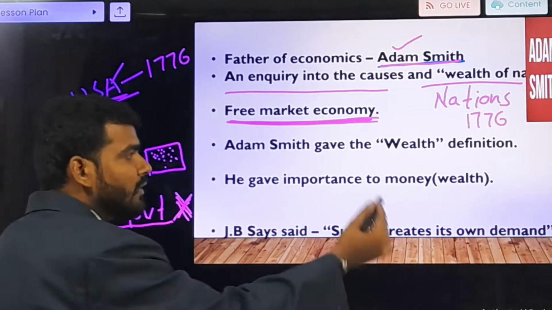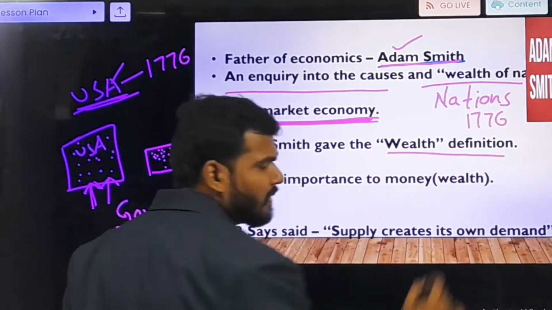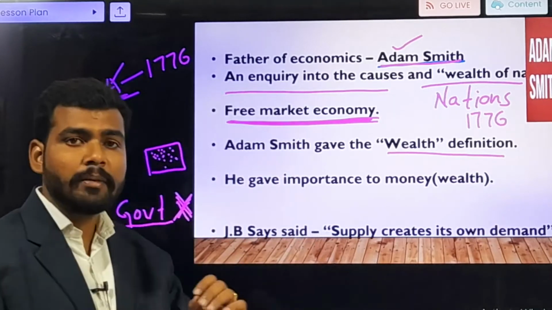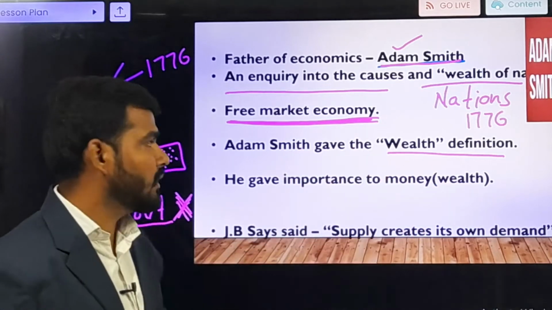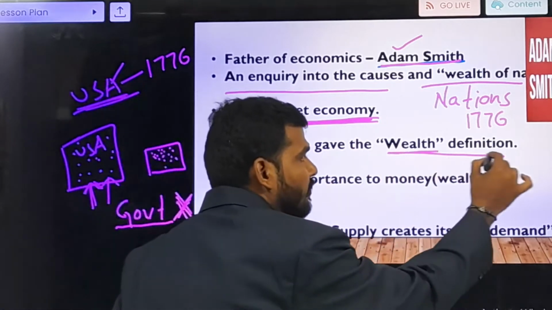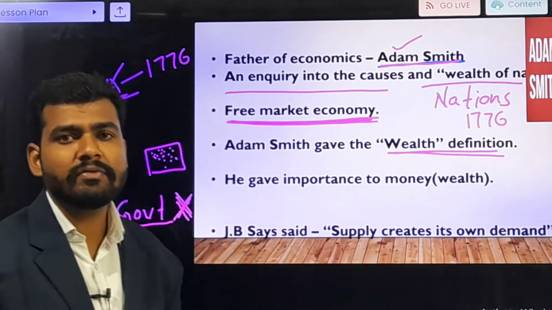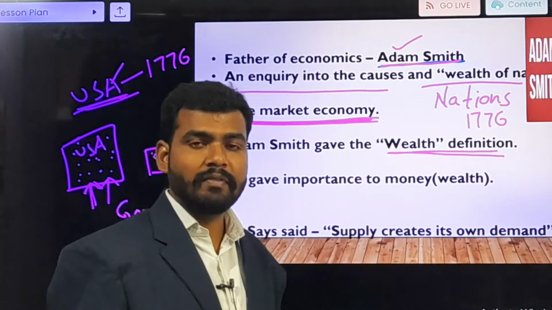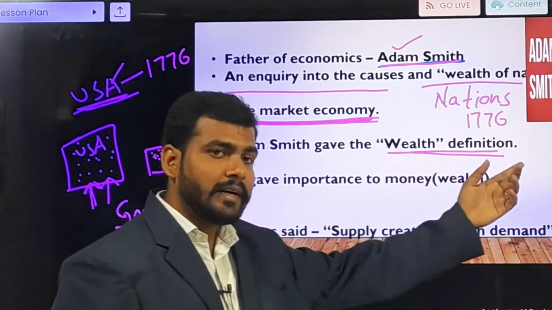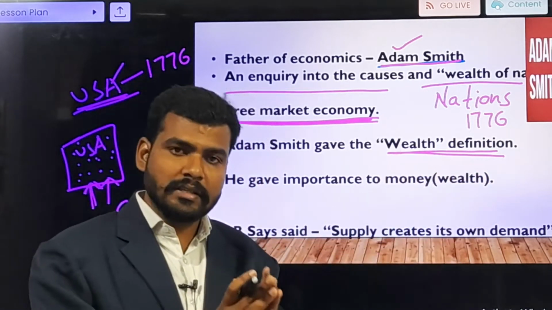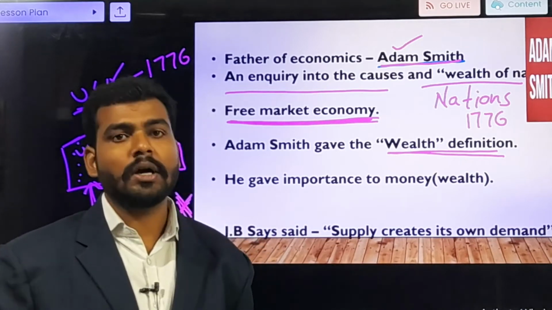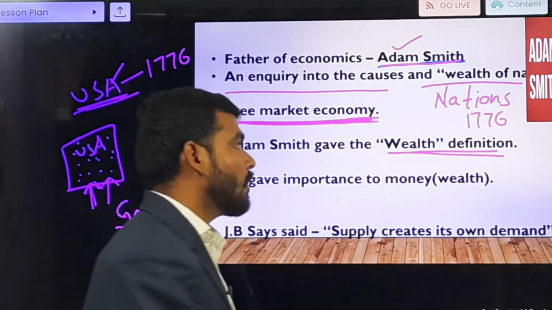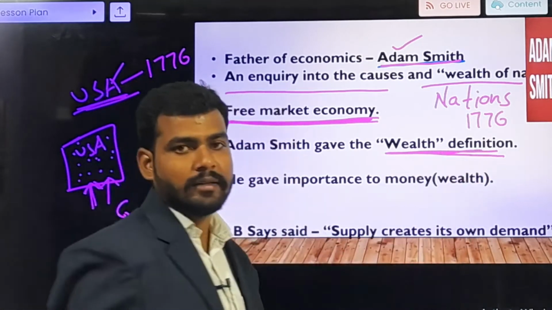Adam Smith also gave the wealth definition. There are n number of questions in the previous years, you can check the previous year's questions. There are n number of times this question has been asked. See, Adam Smith gave the wealth definition. Which among the following economists proposed the wealth definition? This is the question. Okay, Adam Smith proposed the wealth definition. From this we clearly understand that economics talks about wealth. ఎకనామిక్స్ దేని గురించి మాట్లాడుతుంది? ఎకనామిక్స్ సంపద, వెల్త్ గురించి మాట్లాడుతుంది. ఓకేనా?